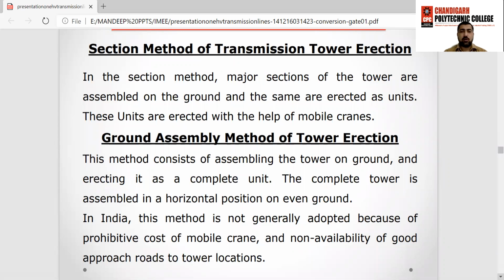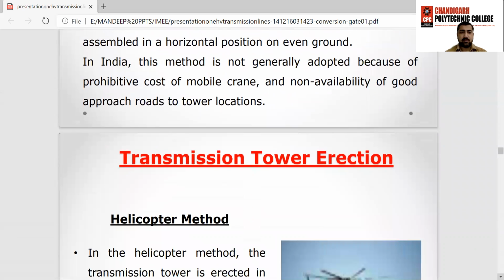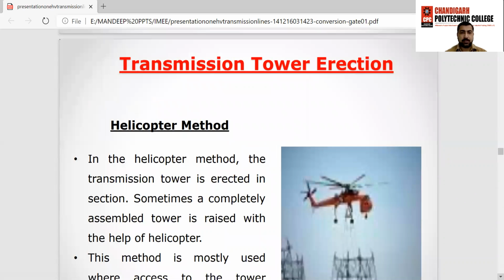Ground assembly method of tower erection. This method consists of assembling the tower on ground and erecting it as a complete unit. The complete tower is assembled in a horizontal position on even ground. In India, this method is not generally adopted because of the prohibitive cost of mobile cranes and non-availability of good approach roads to the tower location. And the last method is the helicopter method.